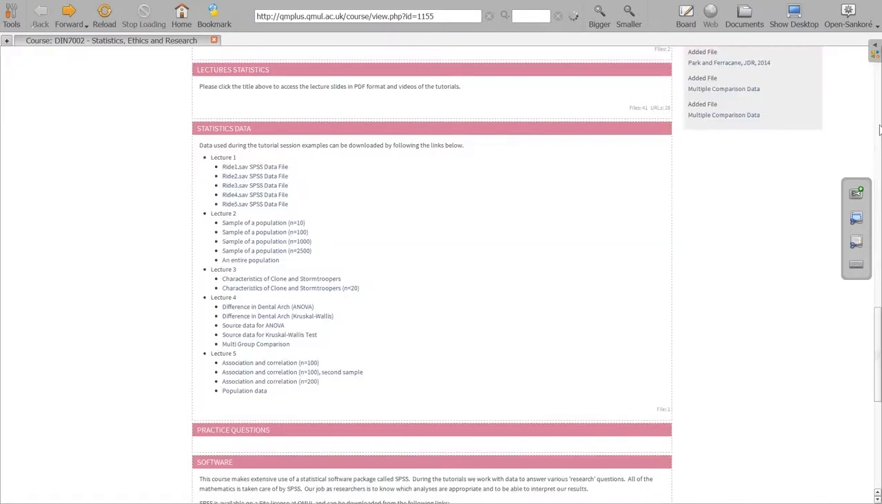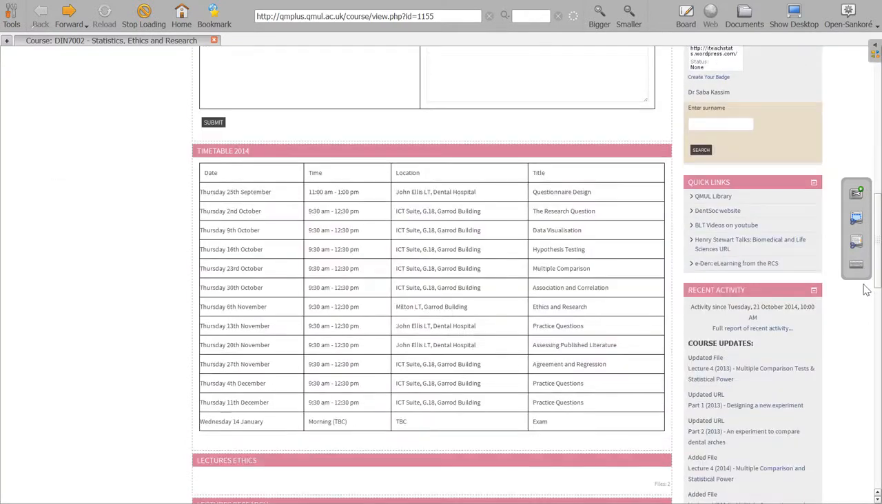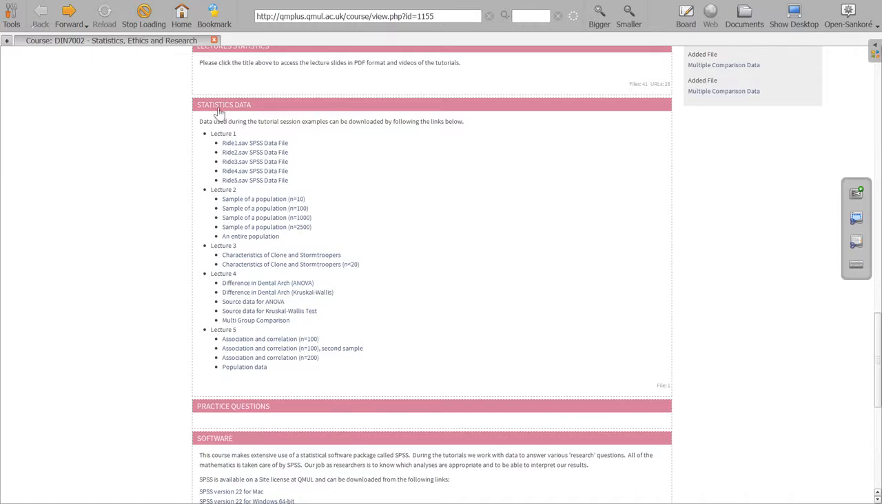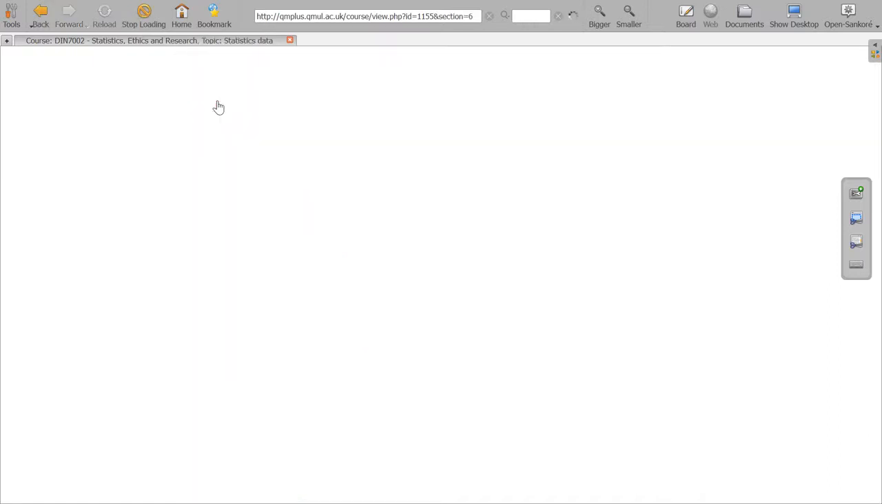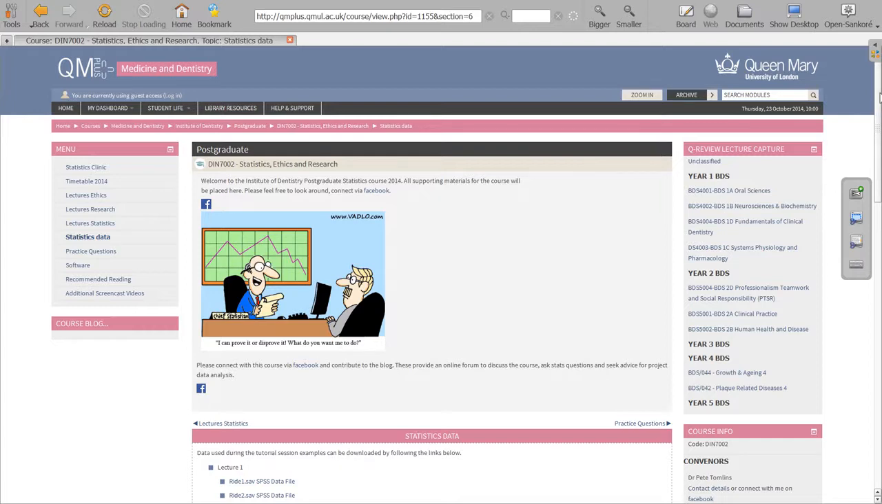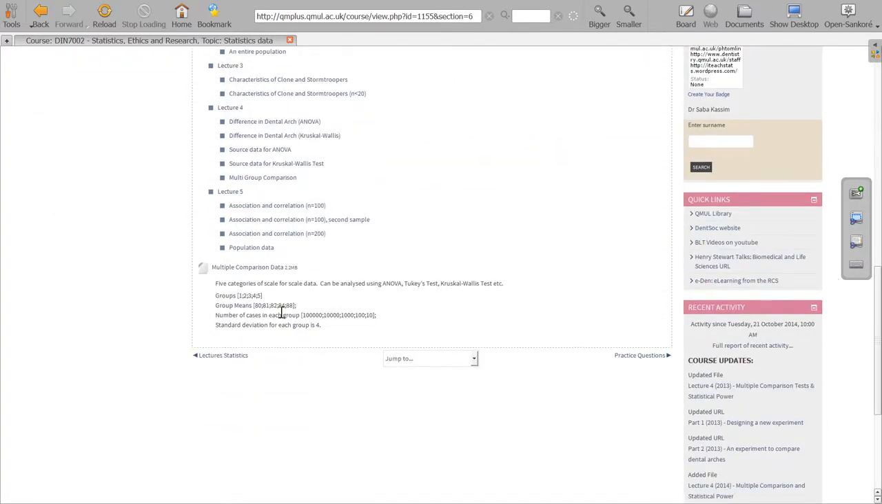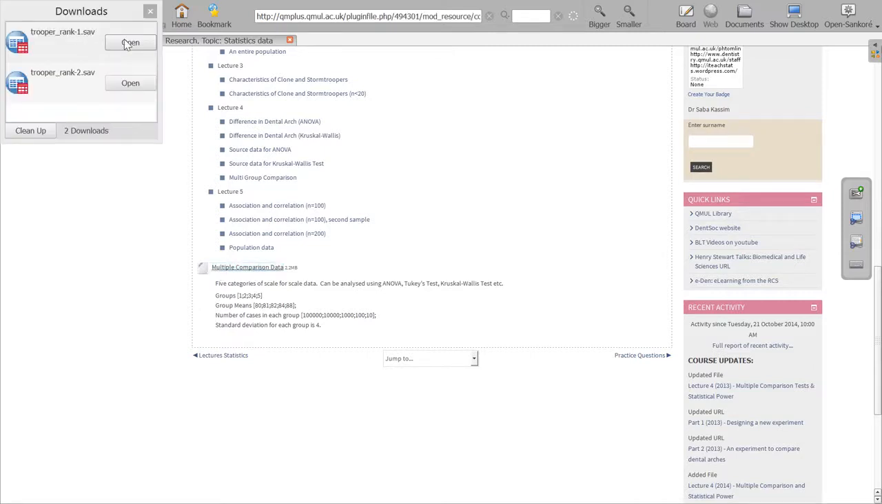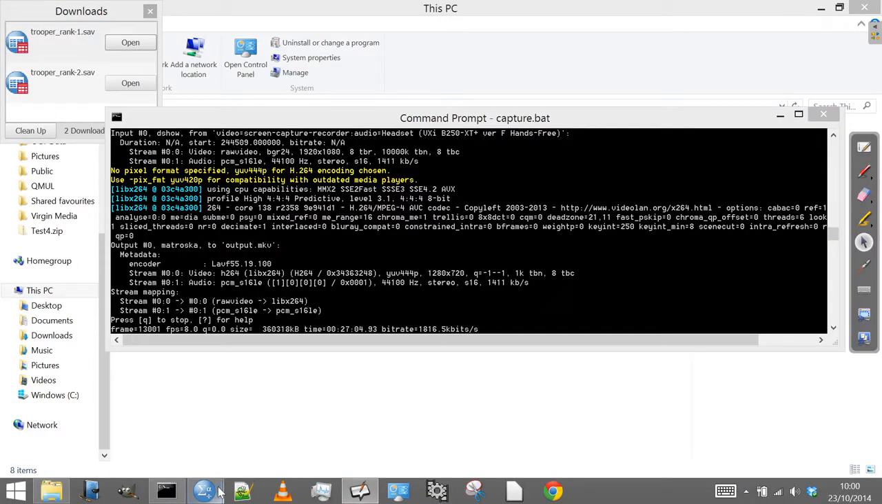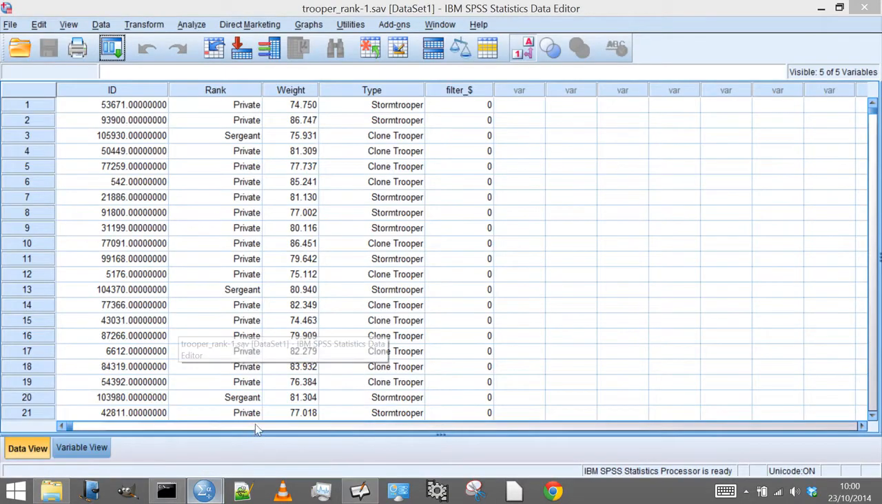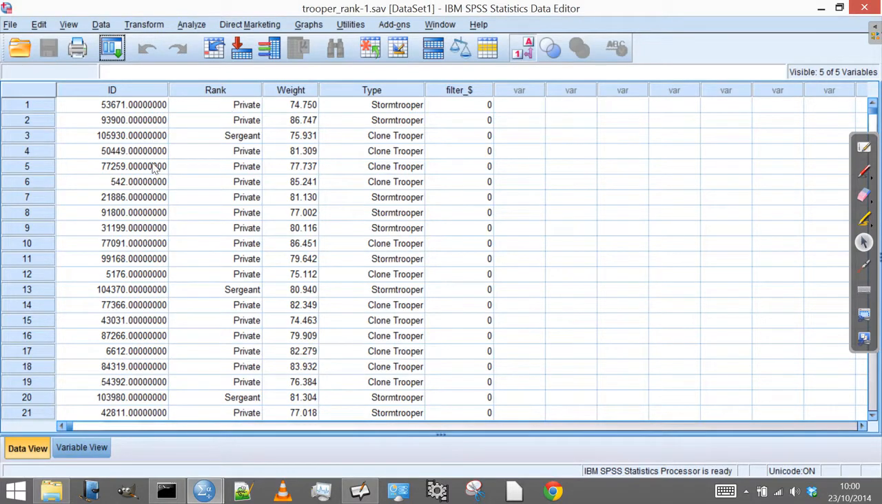So just to recap that, if you get to the QM Plus page, scroll down to statistics data. So that's the page, scroll down, statistics data, click on the title. And we're going to go down and we're going to find multiple comparison data. And when we click on that, that will open an SPSS file. And when it opens, it should look something like that.